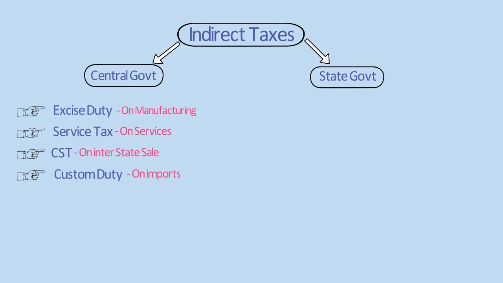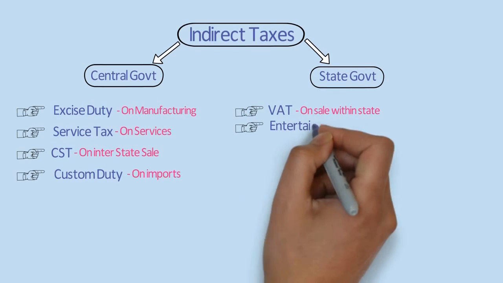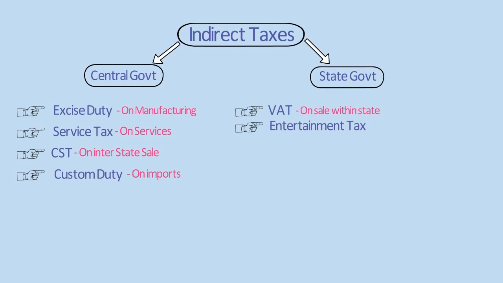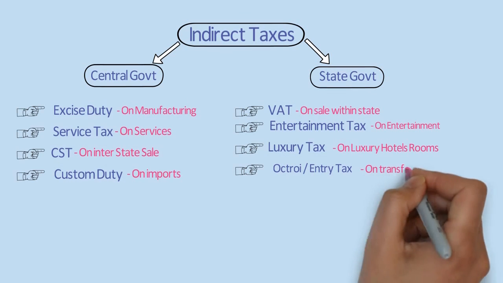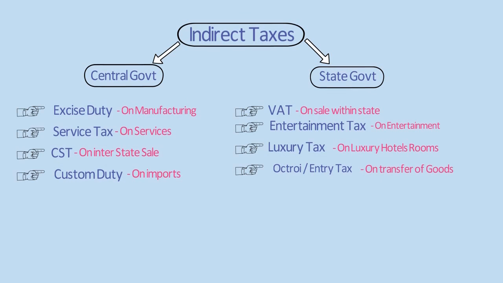Some major indirect taxes levied by the state government are value added tax or VAT, it is charged when goods are sold within the state. Entertainment tax, it is imposed on various forms of entertainment, for example on movie tickets. Luxury tax, it is imposed on luxury hotel rooms. Octroi or entry tax, some state governments levy octroi when goods enter the state. This was a quick overview of major indirect taxes imposed by the center and state.